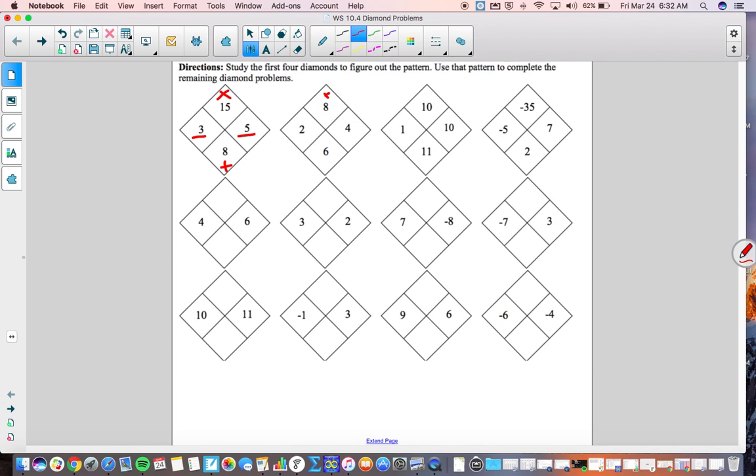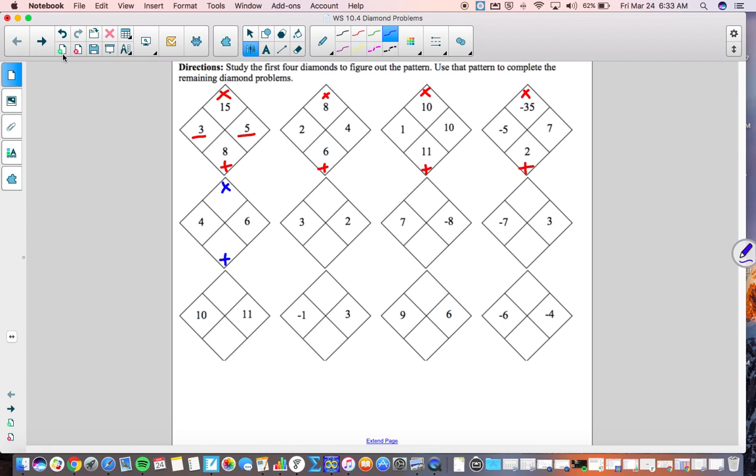2 times 4 is 8, 2 plus 4 is 6. 1 times 10 is 10, 1 plus 10 is 11. Negative 5 times 7 is negative 35. When we add negative 5 and 7, it's 2. So these diamond problems always use the left and right number multiplied to get the top number and added to get the bottom number. We're going to use this skill, these number skills, shortly here.